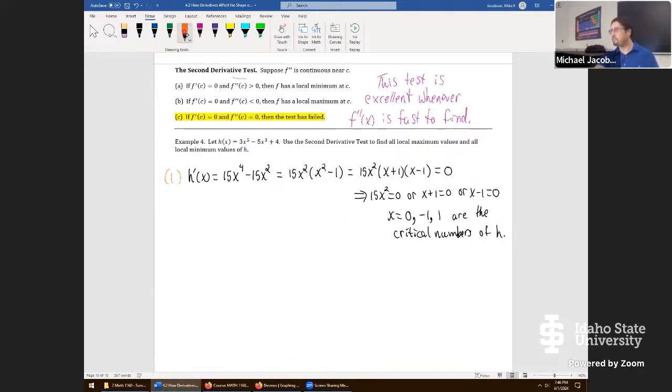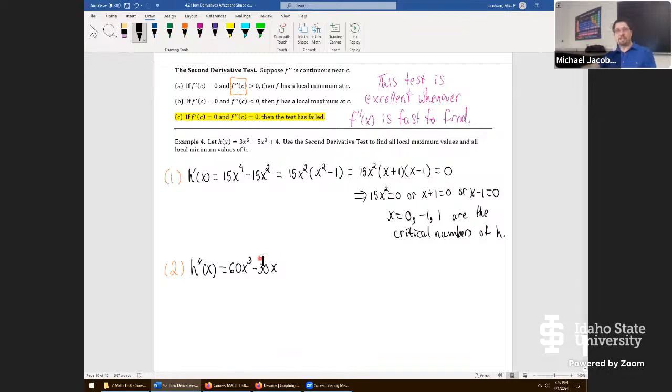Now in step 2, it's focusing on this part, not the inequality. We just need the second derivative to work with the critical numbers. So in step 2, let's now calculate H double prime. We'll do it relative to that format of the second derivative, and we'll get 60x cubed minus 30x. So not too bad.